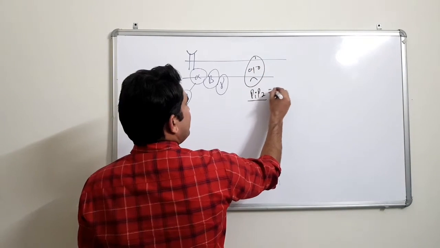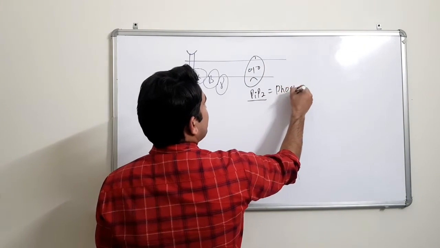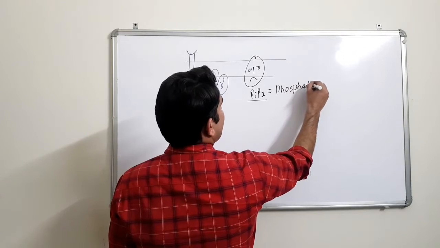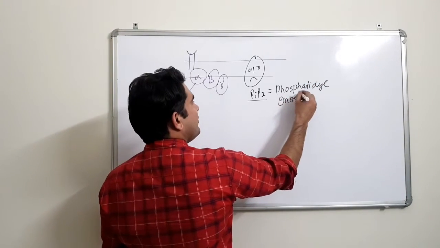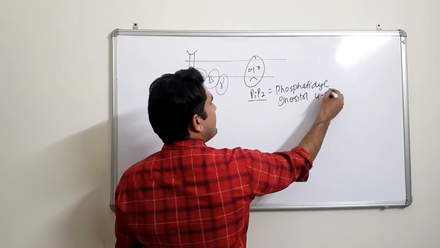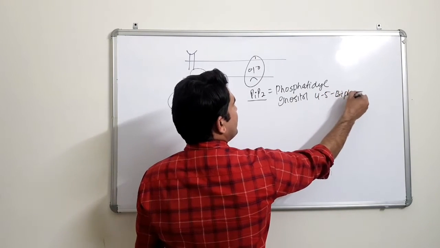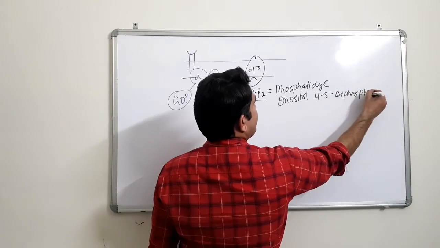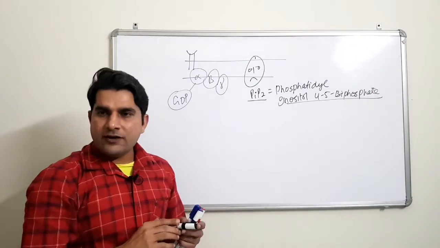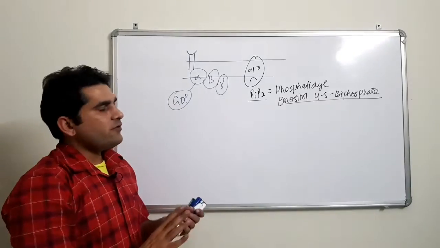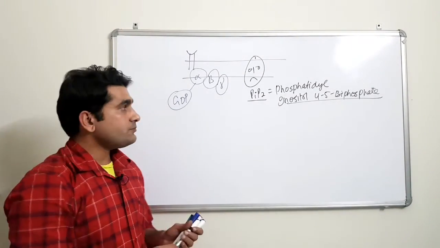PIP2 is phosphatidyl inositol 4,5 bisphosphate. So there is a molecule which is phosphatidyl inositol 4,5 bisphosphate, PIP2, right?